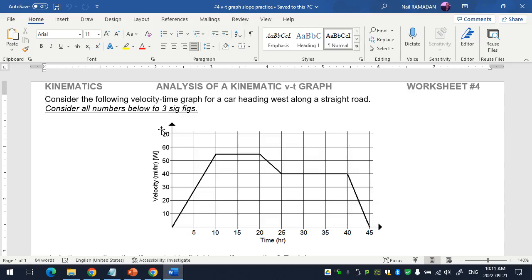Okay, so it's heading west along a straight road, which means what? What doesn't change? Direction. Thank you. Also, consider all numbers to what?